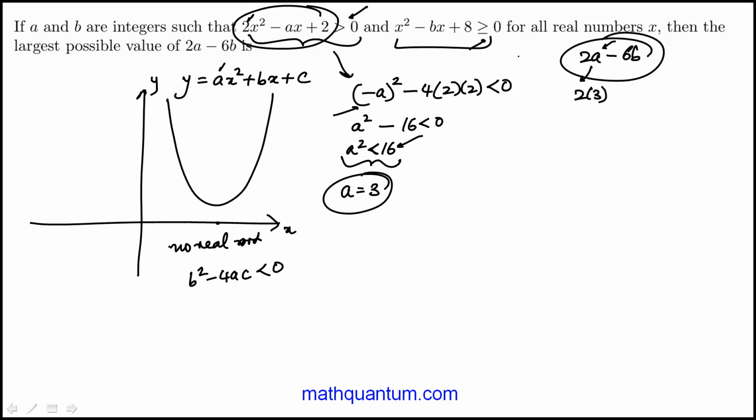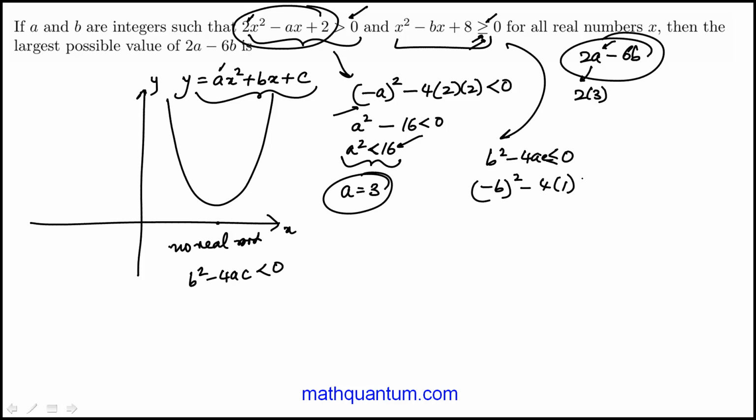And then similarly, we look at this for b. Here the condition would be b squared minus 4ac less than or equal to 0 because of this equal sign here. So b is minus b here, so not to confuse with these terms, which are the standard constants. 4 times 1 and then 8. And that becomes b squared minus 32 is less than 0, or b squared is less than 32.